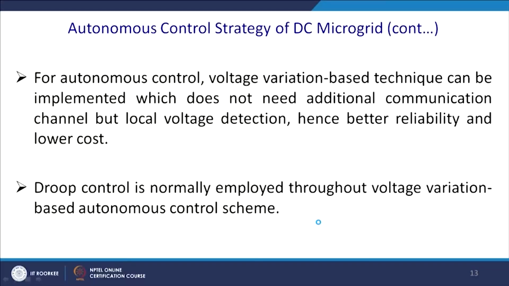So, let us discuss the autonomous strategy. For autonomous control, a voltage variation based technique can be implemented, which does not need an additional communication channel, only local voltage detection, hence better reliability and cost. Droop control is normally employed throughout the voltage variation based autonomous control scheme. That is something we also require to keep in mind: droop control is normally employed throughout the voltage variation based autonomous control scheme, and it also finds a lot of advantage and redundancies.